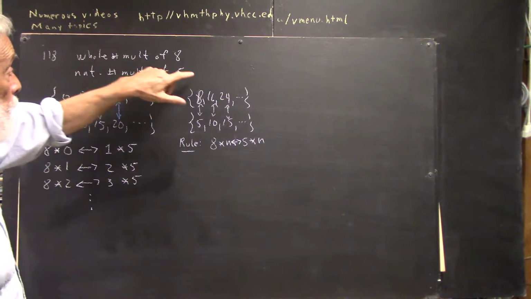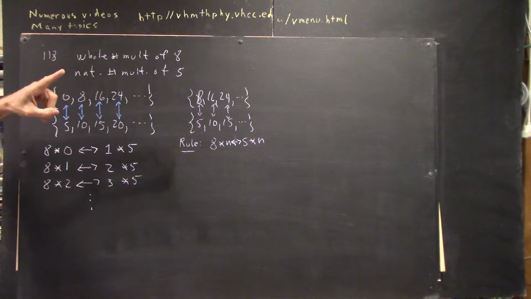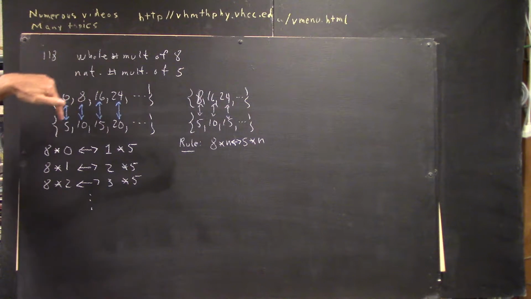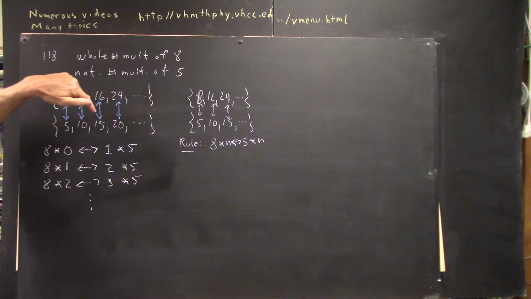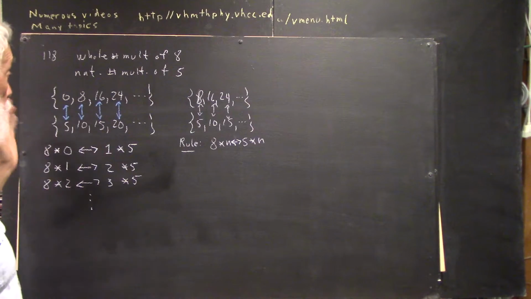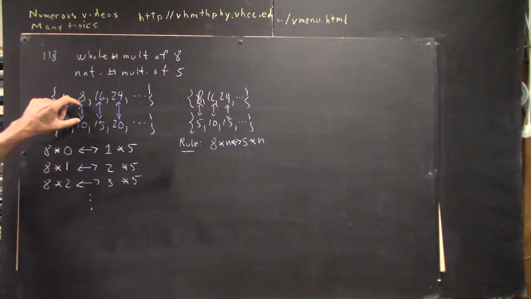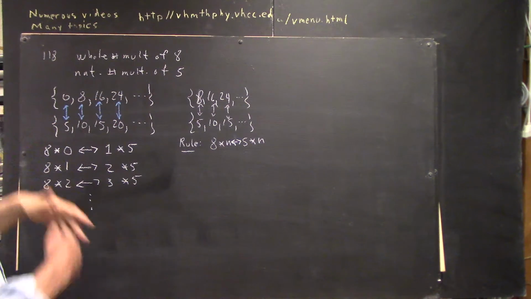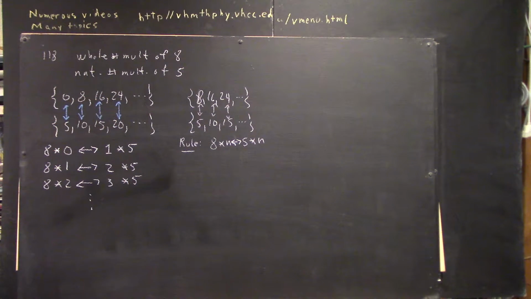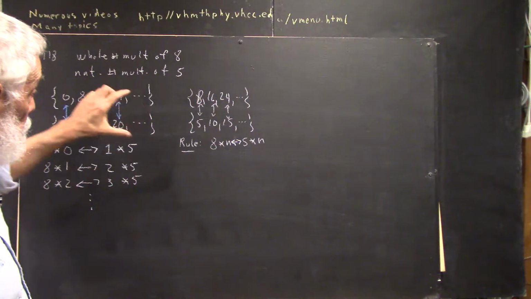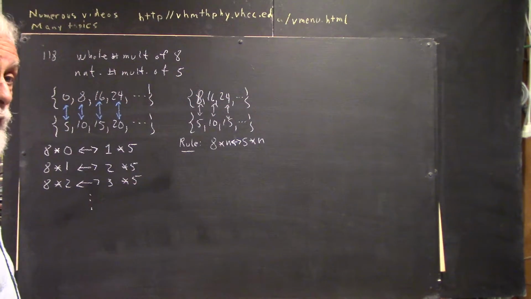And then the natural number multiples of 5, the first natural number is 1, so we start with 1 times 5, which is 5, and then 2 times 5 is 10, and so forth. Okay, so we can write these sets down like this and put some arrows in, and we've depicted a one-to-one correspondence between these two infinite sets because it's clear how this pattern continues.